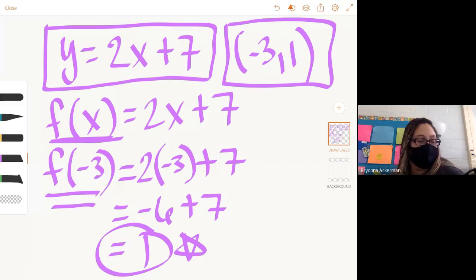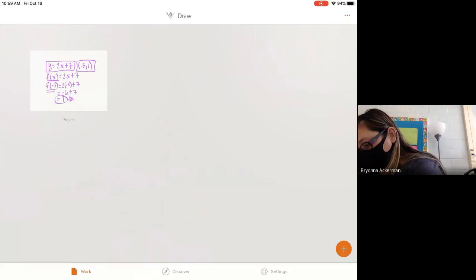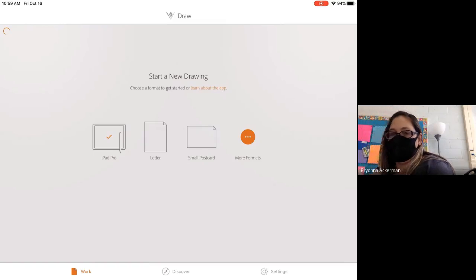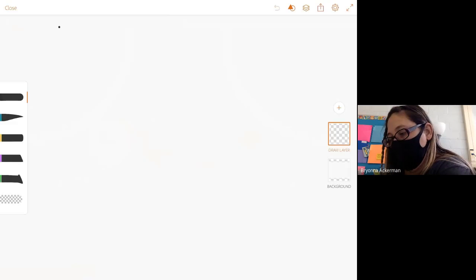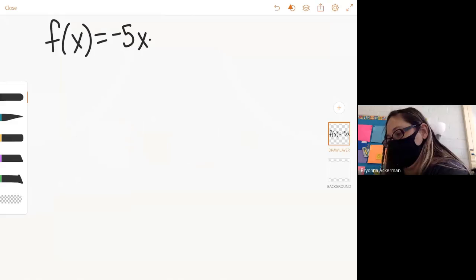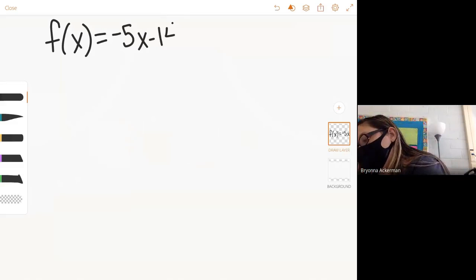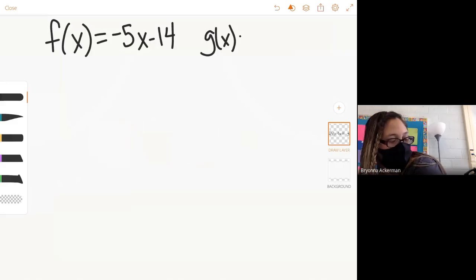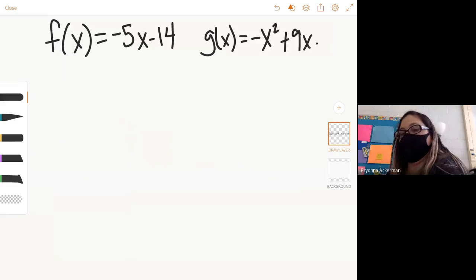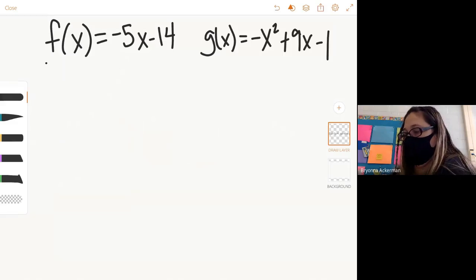Okay. All right, so I'm going to keep going on that notes page. There's 1 through 6, and it gives me 2 things. It says use f of x is equal to -5x minus 14. And it also says use g of x is equal to -x squared plus 9x minus 1. So it's giving me 2 functions, an f of x and a g of x.